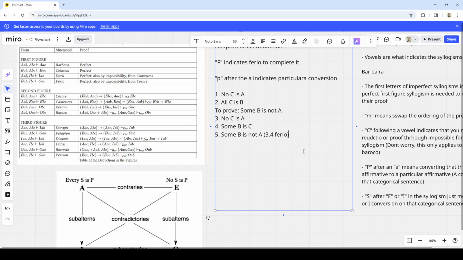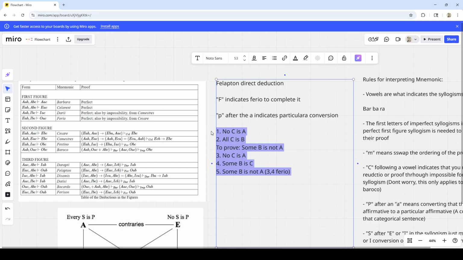And I think you can also do a reductio for Philopton, though it does take a little bit of time to find. So let's do a Philopton reductio ad absurdum. Philopton reductio. We just copy and paste this right here back because I don't want to rewrite it again.